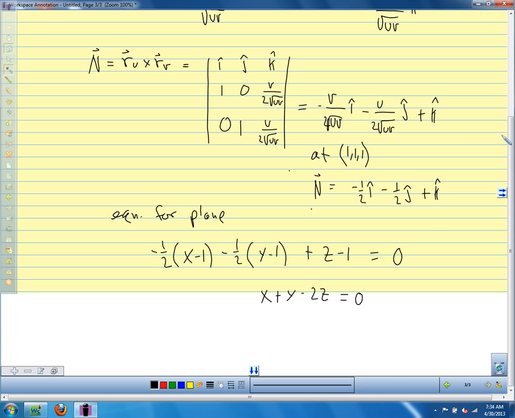Normal vector gives us our direction numbers. And what we're going to be doing when we start talking about surface integrals, if we have our function represented in terms of x, y, and z, what's a nice convenient way to find our normal vector?